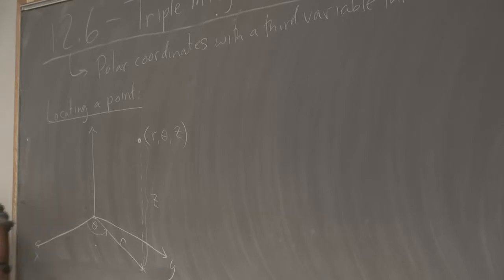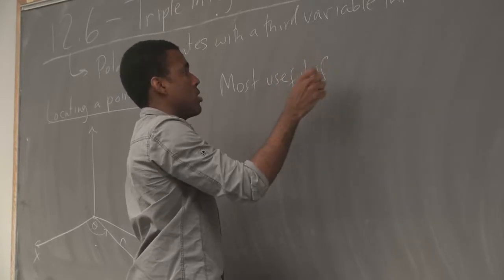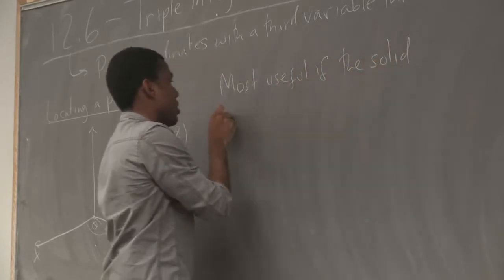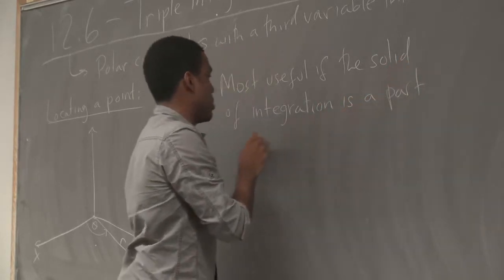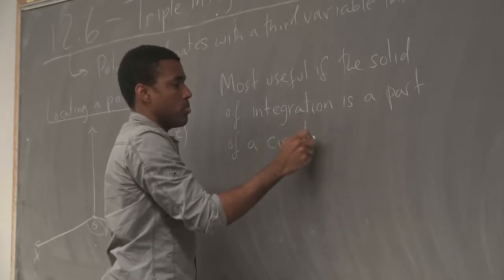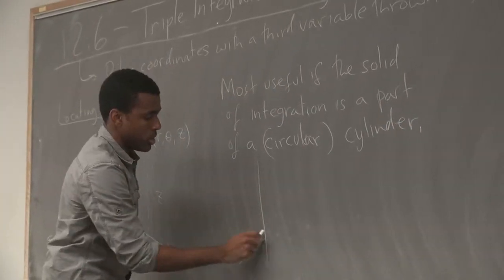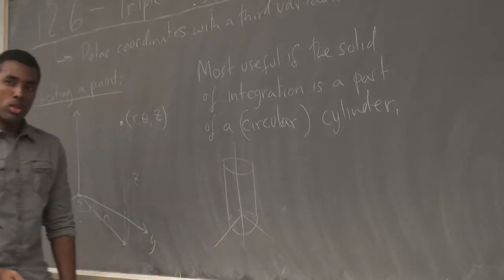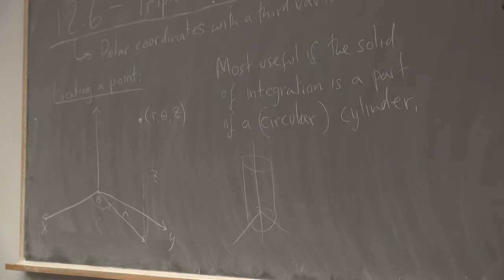Right? So it's really like rectangular coordinates, except your x and y are replaced by polar coordinates. And as the name suggests, cylindrical coordinates are most useful if the solid of integration is a part of a cylinder. That's why it's called cylindrical coordinates, right? So if you're integrating over a cylinder or part of it, cylindrical coordinates is a good thing for you to try. Just like how if you know you're integrating over part of a circle in the xy plane, polar coordinates is a good thing to try, right? But that's how we know when we want to use it.